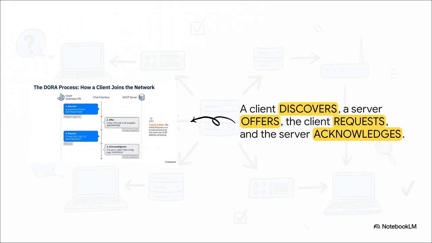I love this visualization because it really shows the back and forth. First, the client, who doesn't know who to talk to, just shouts out a Discover broadcast to everyone. A DHCP server hears this and sends back an offer with an IP address. The client then broadcasts its request for that specific offer, which also kind of tells any other DHCP servers, hey, thanks, but I'm taken. Finally, the server sends a final acknowledgement to lock it all in and provide the rest of the network details. It's a super clean and efficient negotiation.